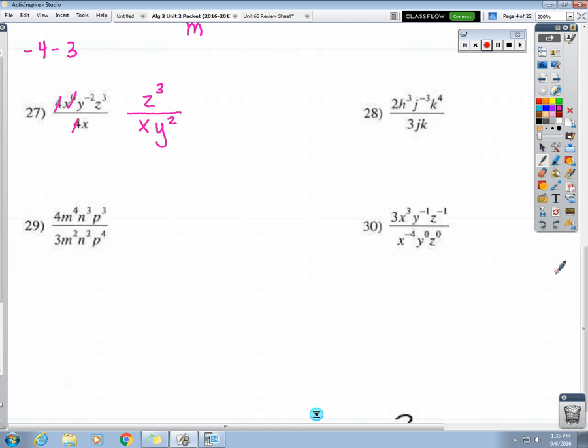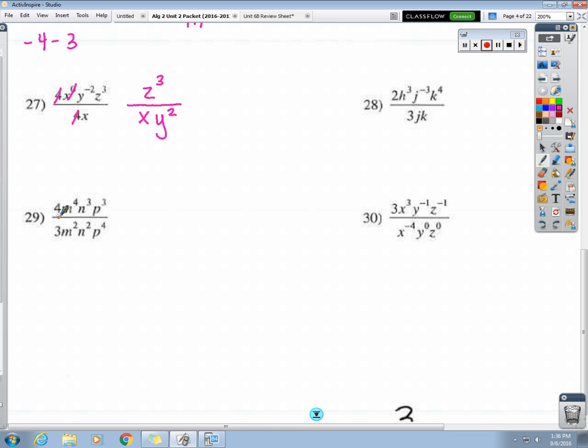3. Okay, number 29. 4 over 3, will that reduce to a lower fraction? No, so I'm just going to leave it. And then just go 1 base at a time. M to the 4th divided by m to the 2nd is, right. N to the 3rd divided by n to the 2nd is n to the 1st, so just n. And then p cubed divided by p to the 4th is p to the negative 1, so put it on bottom, it'll be p to the positive 1.